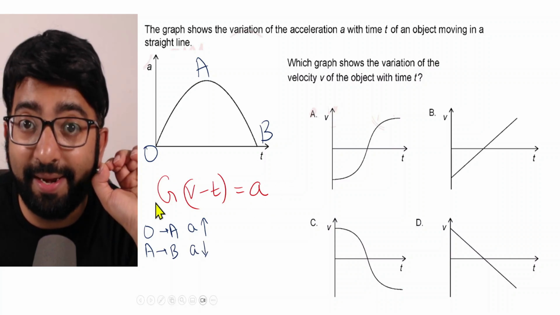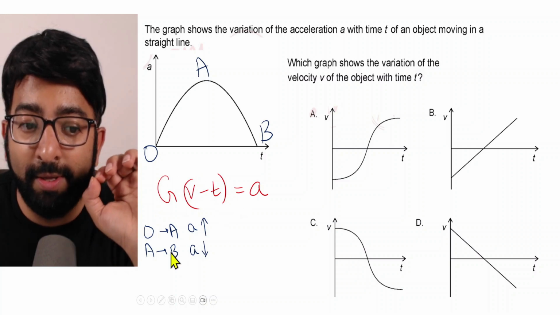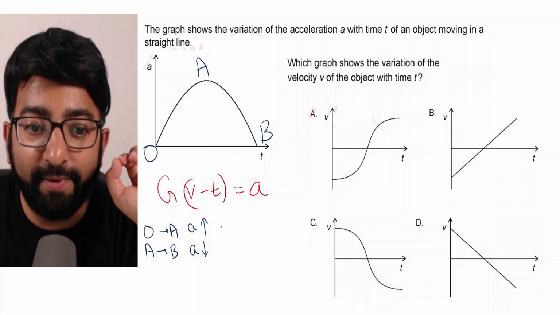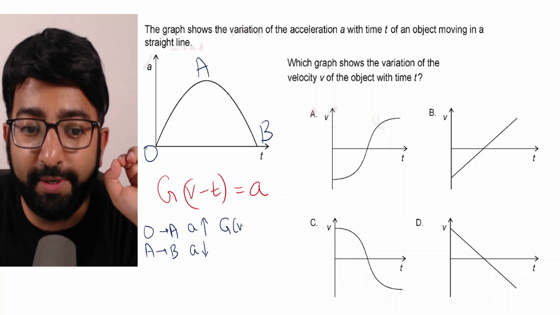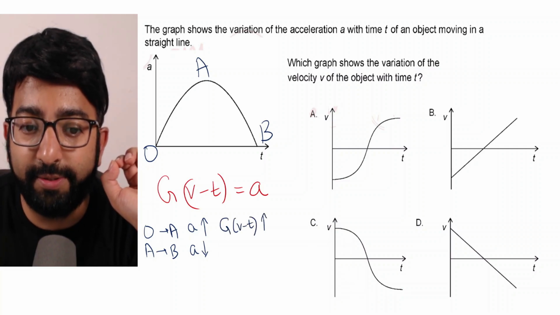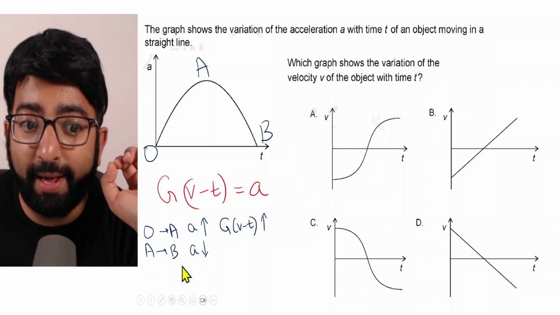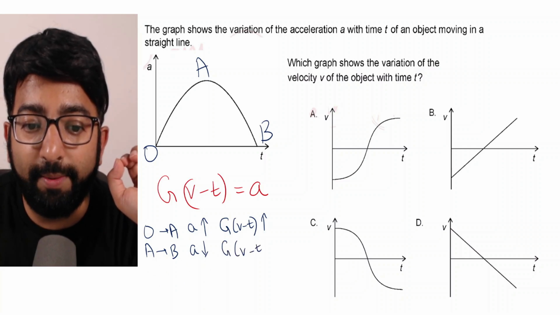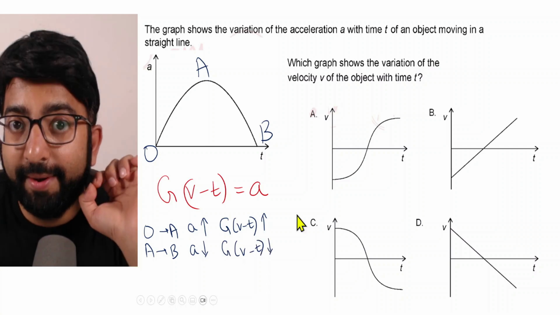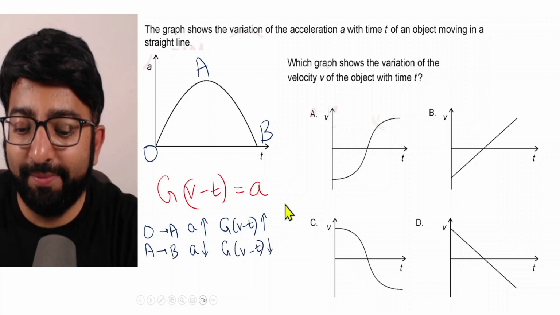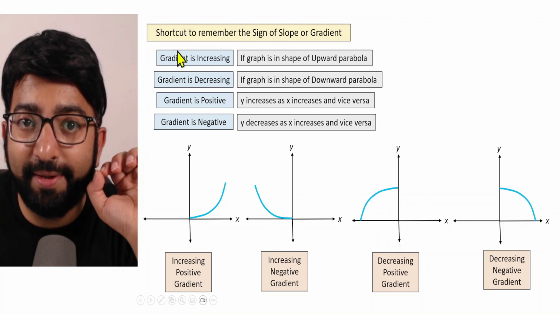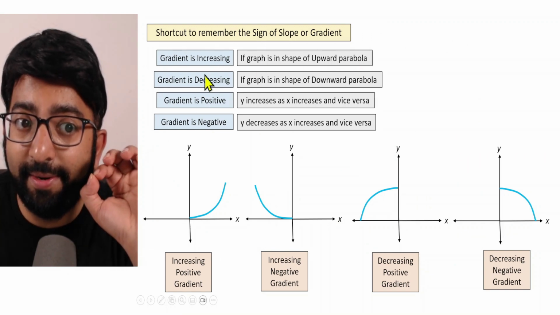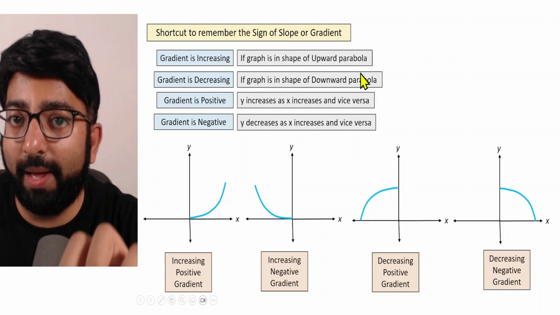But what is acceleration? Acceleration is nothing but the gradient of the velocity time graph. So from O to A, since the acceleration was increasing, we can write the gradient of the velocity time graph needs to increase. Similarly, from A to B, acceleration is decreasing, which means the gradient of the velocity time graph needs to decrease. And now we can use the shortcut. And the shortcut was, if the gradient is increasing, the graph will be an upward parabola. If the gradient is decreasing, then it will be a downward parabola.